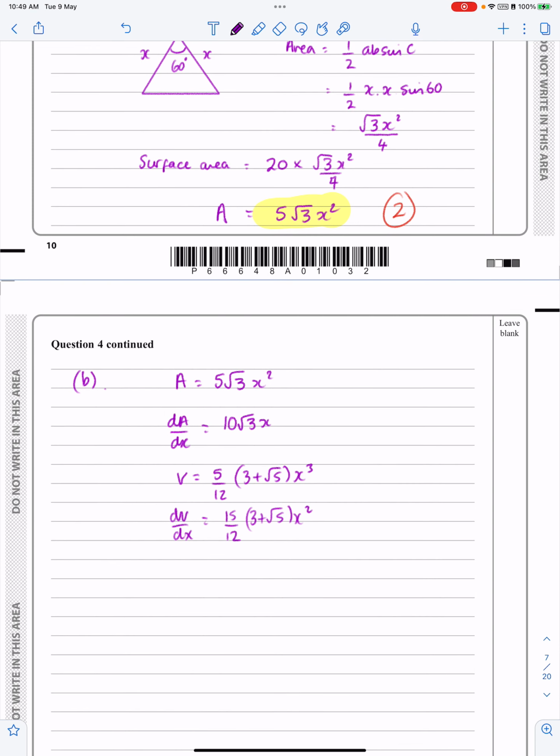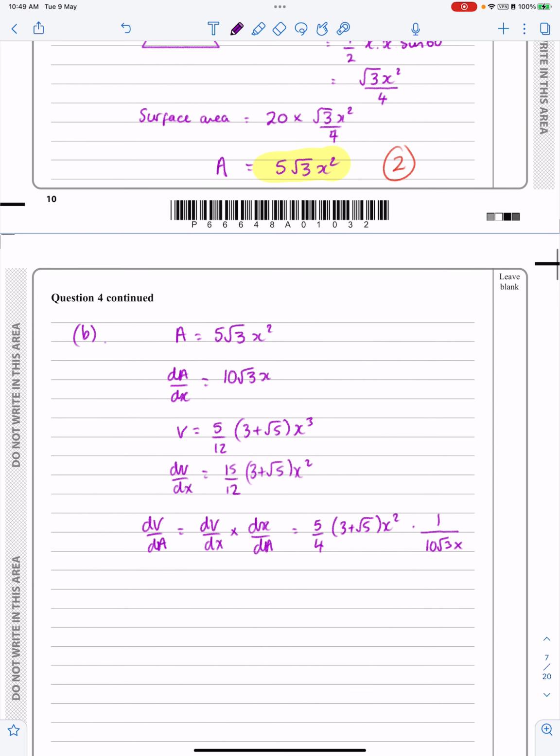So what did we say before? We said if I want dV by dA, that's dV by dx times dx by dA. So in my mind, I already know that dx by dA is 1 over the other one. Okay, so if we're doing that, let's sort out 15 over 12. 15 over 12 is 5 over 4. 3 plus root 5 x squared, and it's 1 over the other one, which was, what was that? That was 10 root 3x. We just need to tidy that up when we're looking at it.